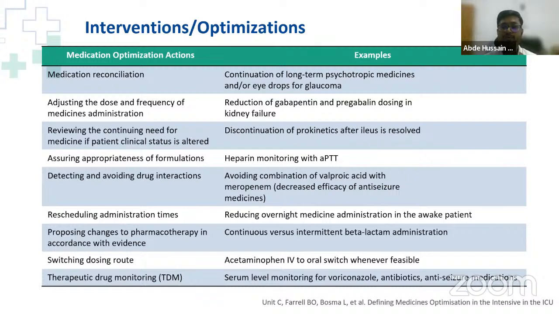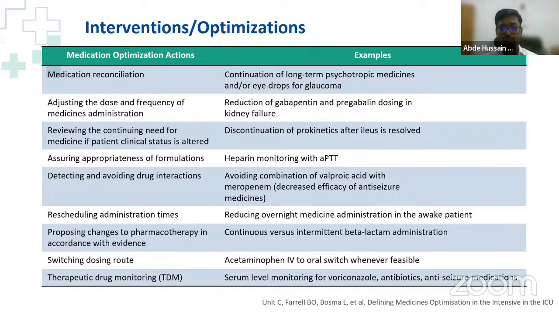Then proposing changes to the pharmacotherapy in accordance with evidence. We should always look for the new evidence and the best guidelines that are coming into place. And again, there's always a debate: what kind of antibiotics, how to give them, what are the TDM parameters, which is the best way to monitor them. Then switching the dosing route, an easy intervention that can be made in the ICU when we know the patient is now able to tolerate or take oral food and everything. So switching all the IV medications to oral medications as soon as possible. Again, it will save cost and also reduce the risk of infections.